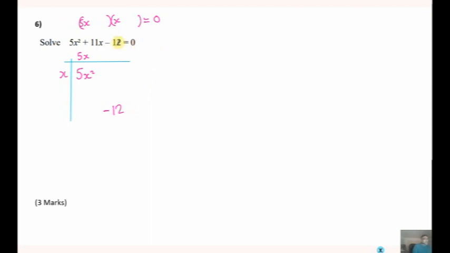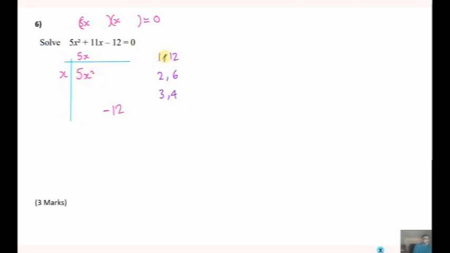Okay, so let's think about these two numbers that multiply to 12. They can either be 1 times 12, 2 times 6, or 3 times 4. Those are all the factors of 12. So I've got to choose each one. I'm going to try it one by one just to show you. Sometimes you can start to figure it out using a bit of trial and error and guessing.